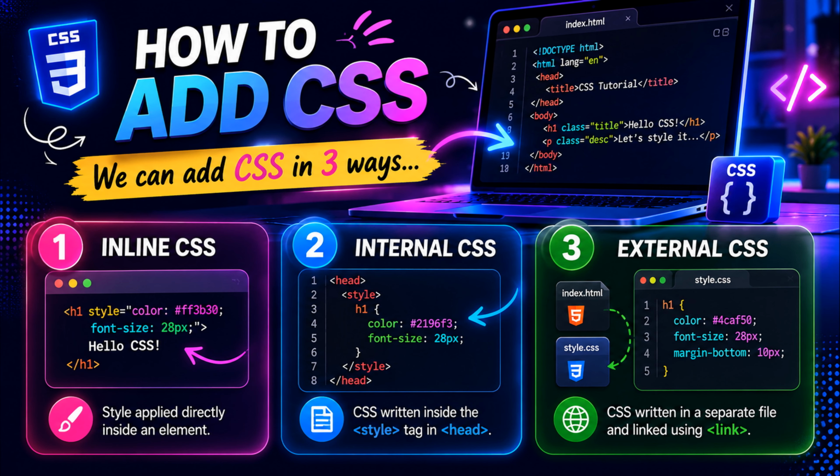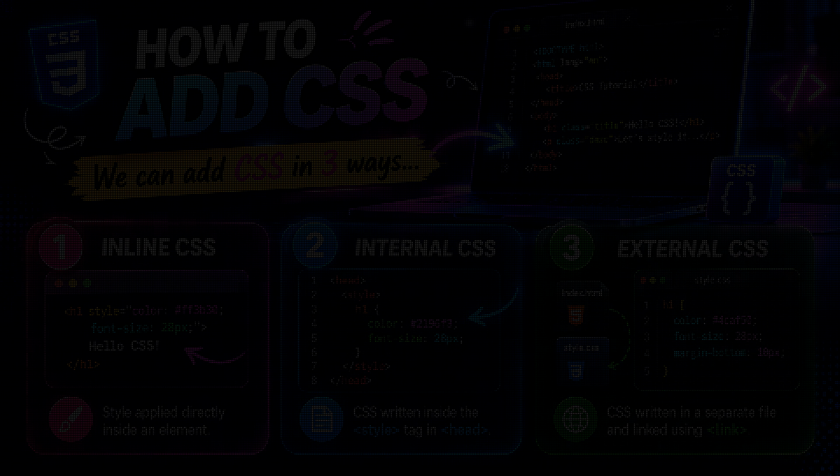How to add CSS. We can add CSS in 3 ways: inline CSS, internal CSS, and external CSS. First, inline CSS: h1 tag, style equal to color red, Hello. Second, internal CSS: style tag, h1 tag, color blue. Third, external CSS: create a style.css in the same folder, link rel stylesheet, href equal to style.css. External CSS is the best and most professional method.